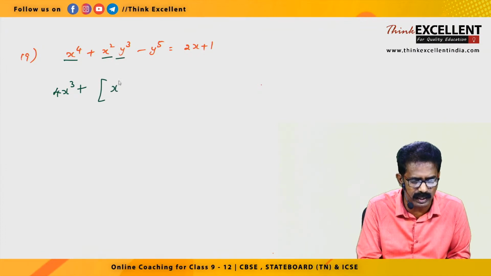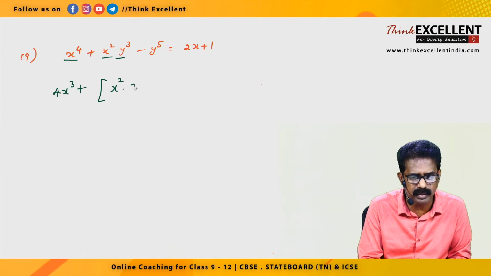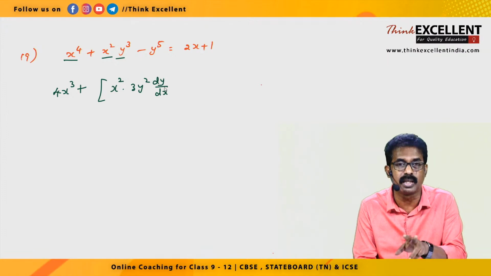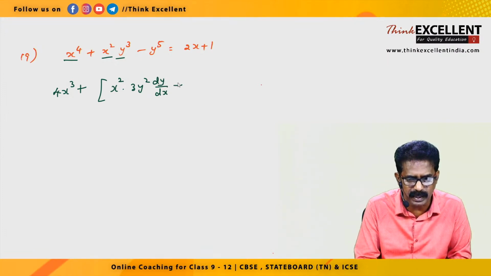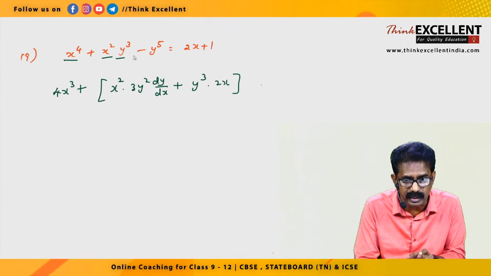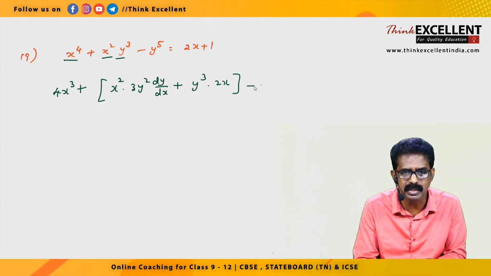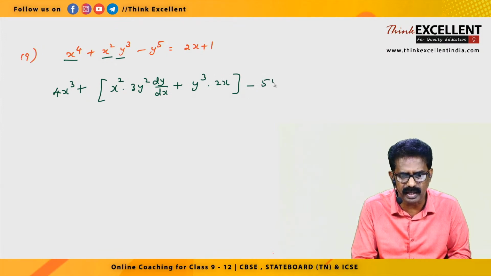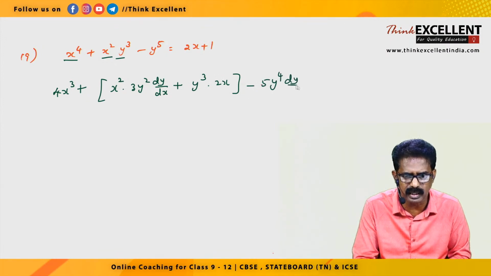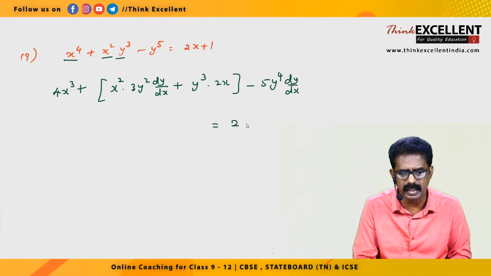So first into x square into y cube derivative 3y square into dy by dx. Whenever y comes, what should we write along with it? dy by dx. Plus second into, that is y cube into x square derivative 2x. Now we have completed only the second term. Minus y raised to 5 derivative 5y raised to 4. There also, since y comes, what should we write? dy by dx. Right side 2x derivative 2, 1 derivative 0.